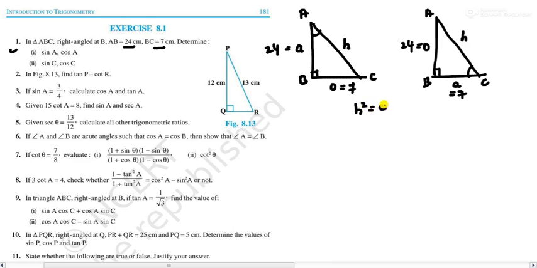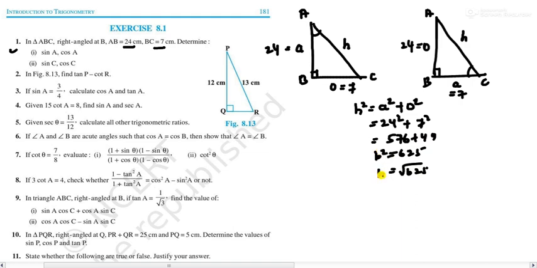H square is a square plus o square. So just substitute 24 square plus 7 square. This is 576 plus 49, which is equal to 625. So root of 625, because this is h square. So h is 25. So h becomes 25. Here also it is 25. Got it? So our answer is done now.